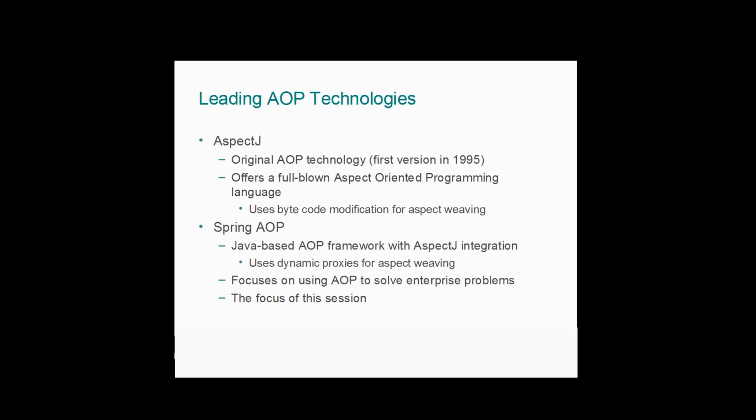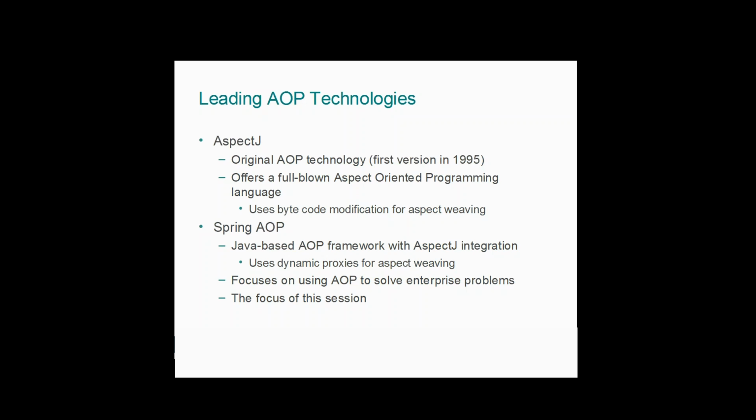AOP is a concept. It has been implemented by different frameworks. One of the frameworks is AspectJ, the other one is Spring AOP. AspectJ is originally like AOP. The whole technology was invented at that time. The first version was in 1995, and AspectJ is as old as Java. It was there from the beginning.